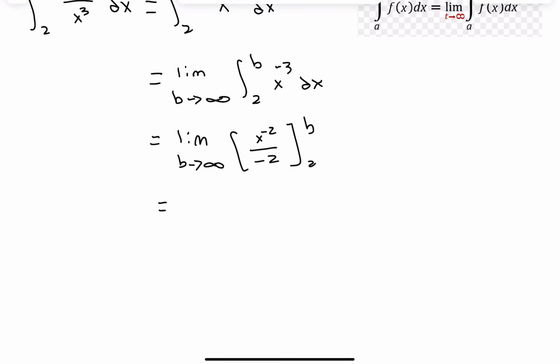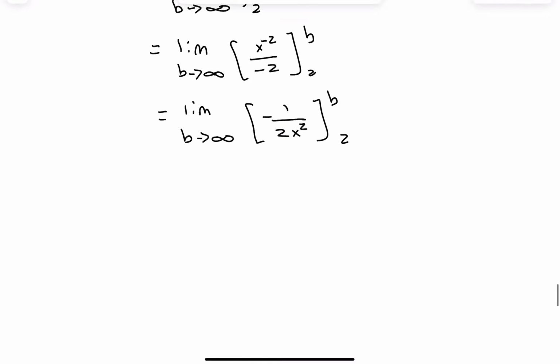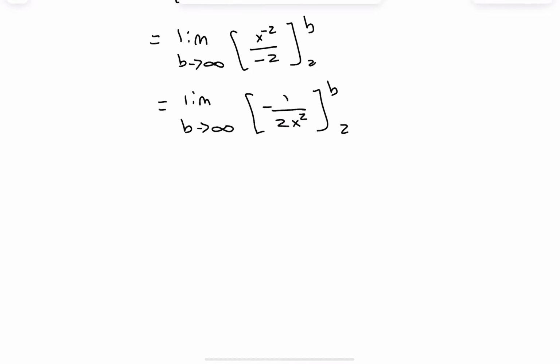So this expression is equal to the limit as b approaches infinity. So now we can just simplify this. So we have negative 1 over 2x squared from b and 2. And then finally, we can write this as the limit as b approaches infinity. So now we substitute in b and 2.